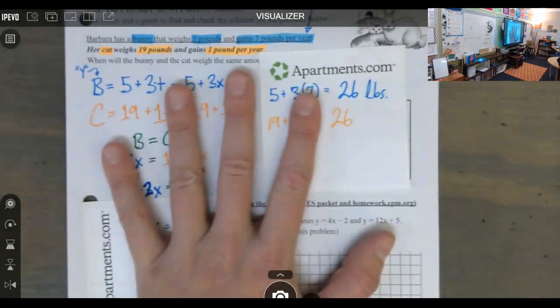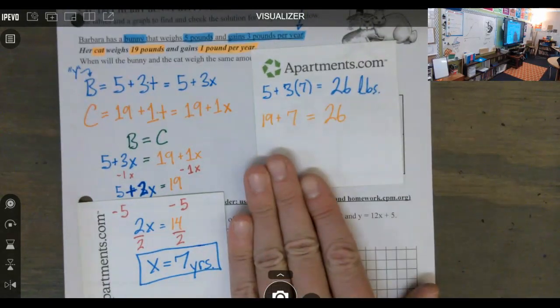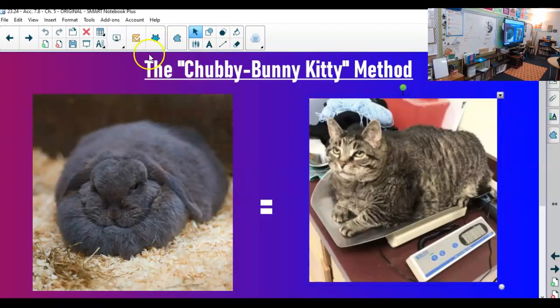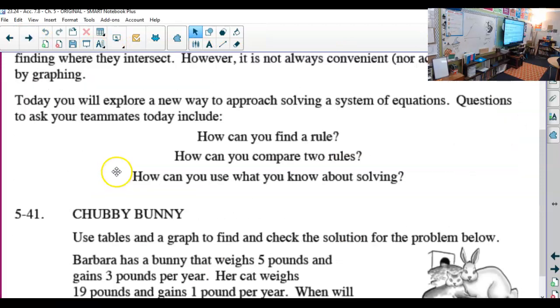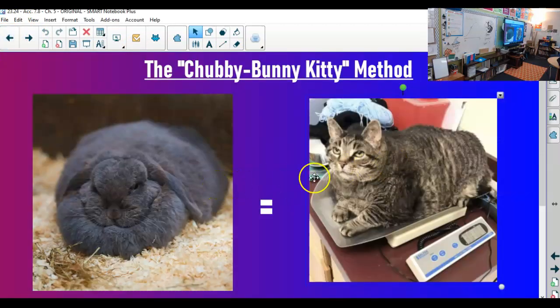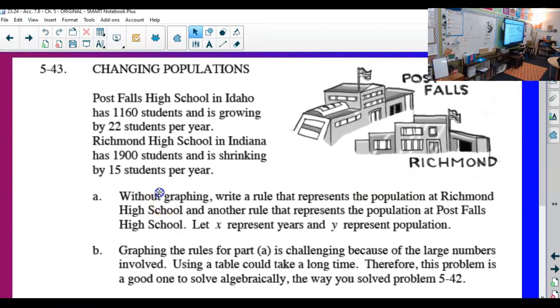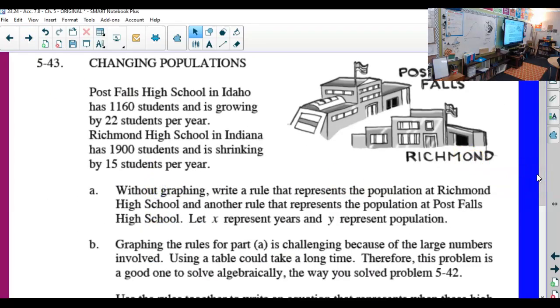This is again the equal values method, which is in your math notes. It was the chubby bunny and chubby kitty, except this cat's on a scale, mad about being weighed. Alright, I want you and your teammate to try to solve this.